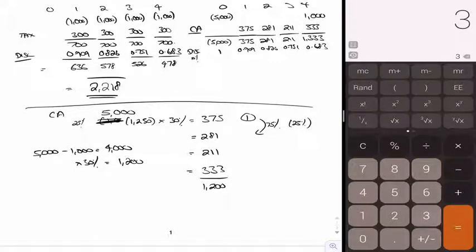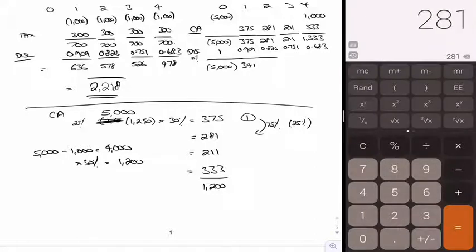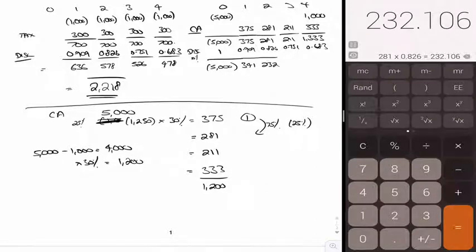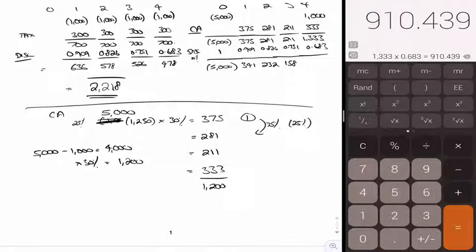So you've got 375, well, I can do that one, that's 5,000. And I've got 375 times 0.909, which is 341, I'll call it. Next one is 281 times 0.826, 232. Next one is 211 times 0.751, which is 158. And then finally, that 1,333 times 0.683 is 910.